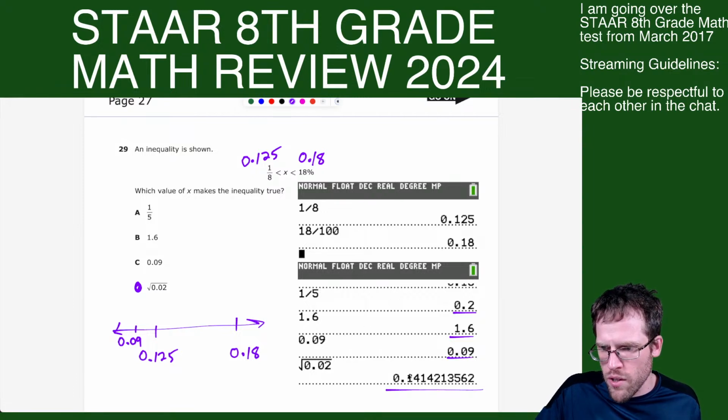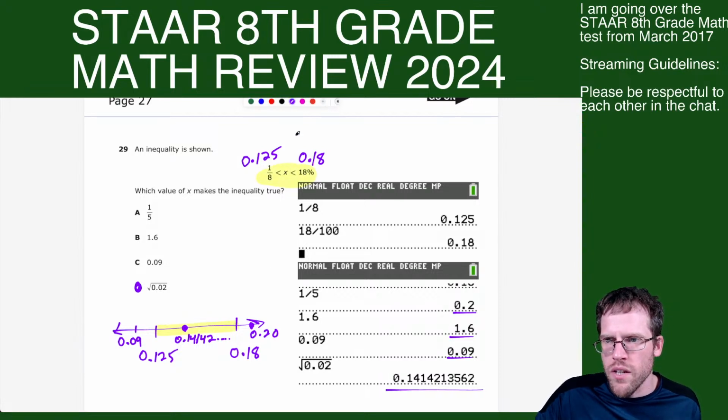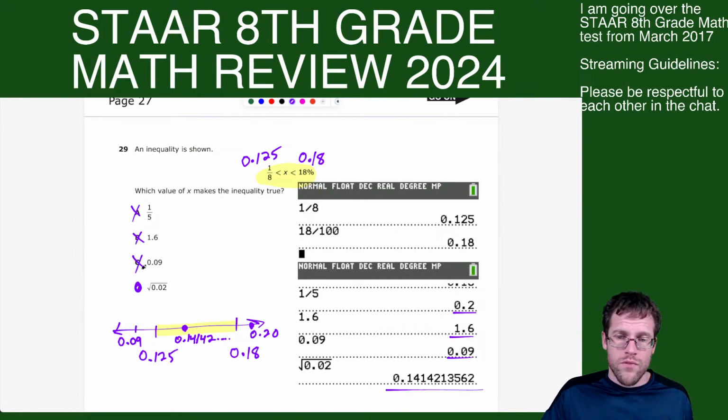All right, you see 0.1414. So that would be somewhere over here, like 0.14142, blah, blah, blah. This irrational number is going to fall somewhere in this space. So this is the one. 1/5, 0.20, is to the right. Okay, 0.20 is outside. We want to be between these two numbers. This is a fancy way of saying x is between this number and this number. So that's why this one's out. 1.6 is way too far. And then 0.09 was less. All right, so definitely choice D.